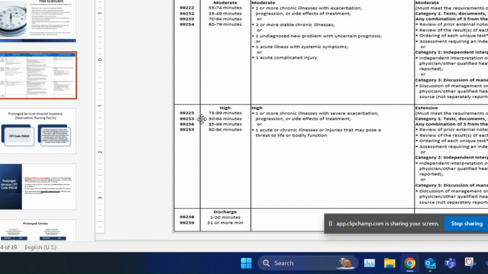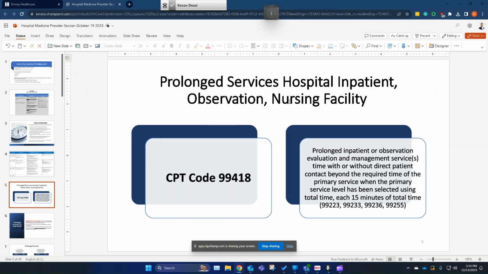And then this is also going to be important. When you're doing time, modifiers to your primary bill are going to be very important because most of them are time dependent. So prolonged services. This is going to be one of those modifiers. So what prolonged services is essentially if you're going to spend more time than the allotted time required.